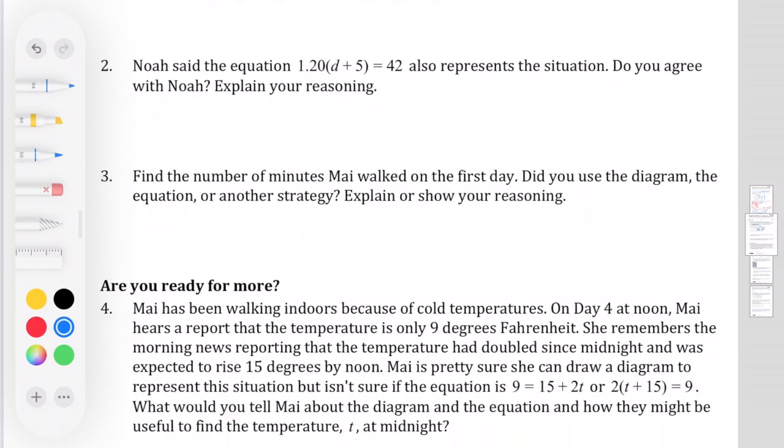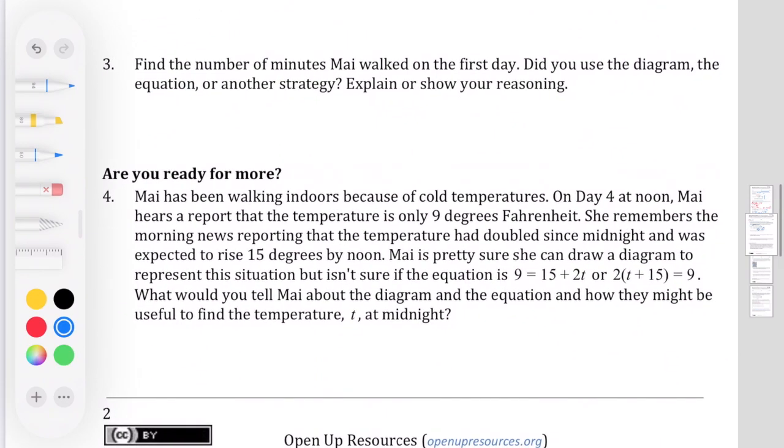Then lastly, we have, are you ready for more? Don't worry about this one if it's taking you too long to get through number 2 or 3, but if you zoom past it, go ahead and try. Are you ready for more?